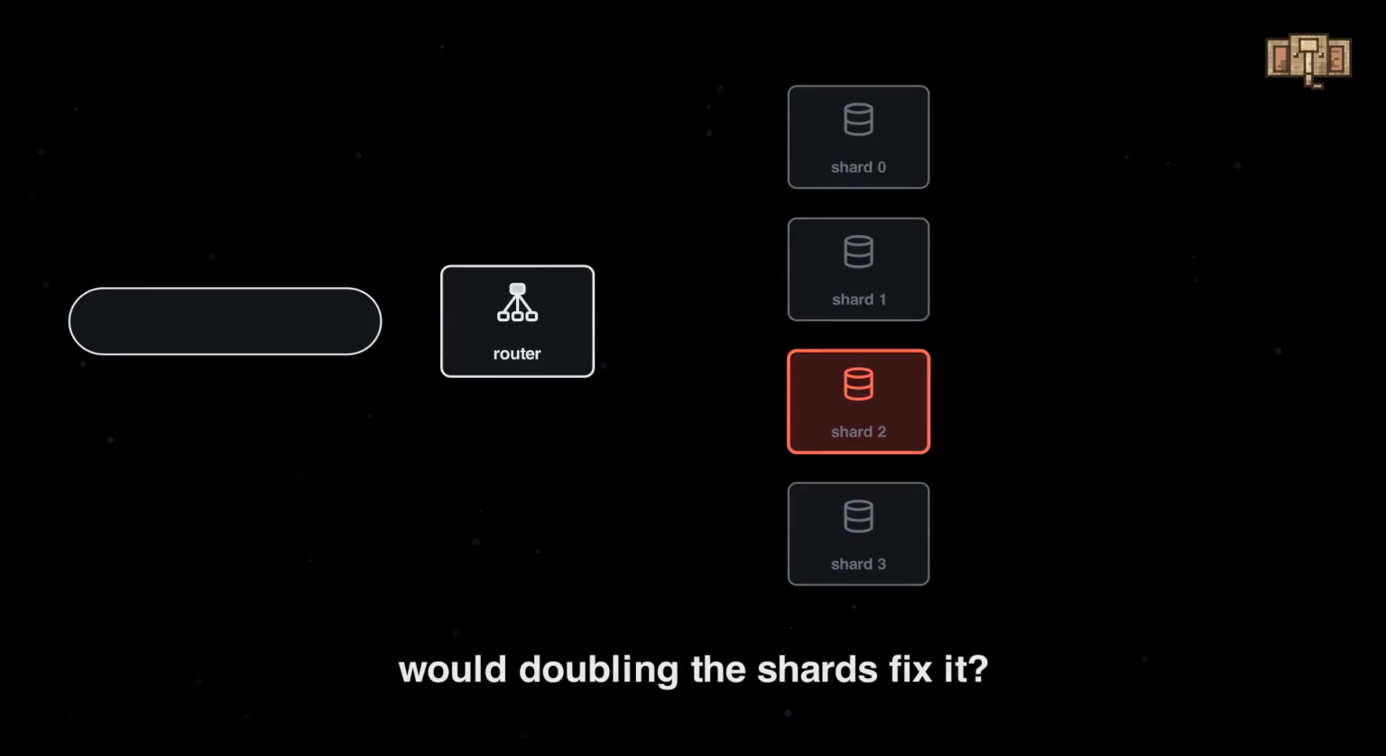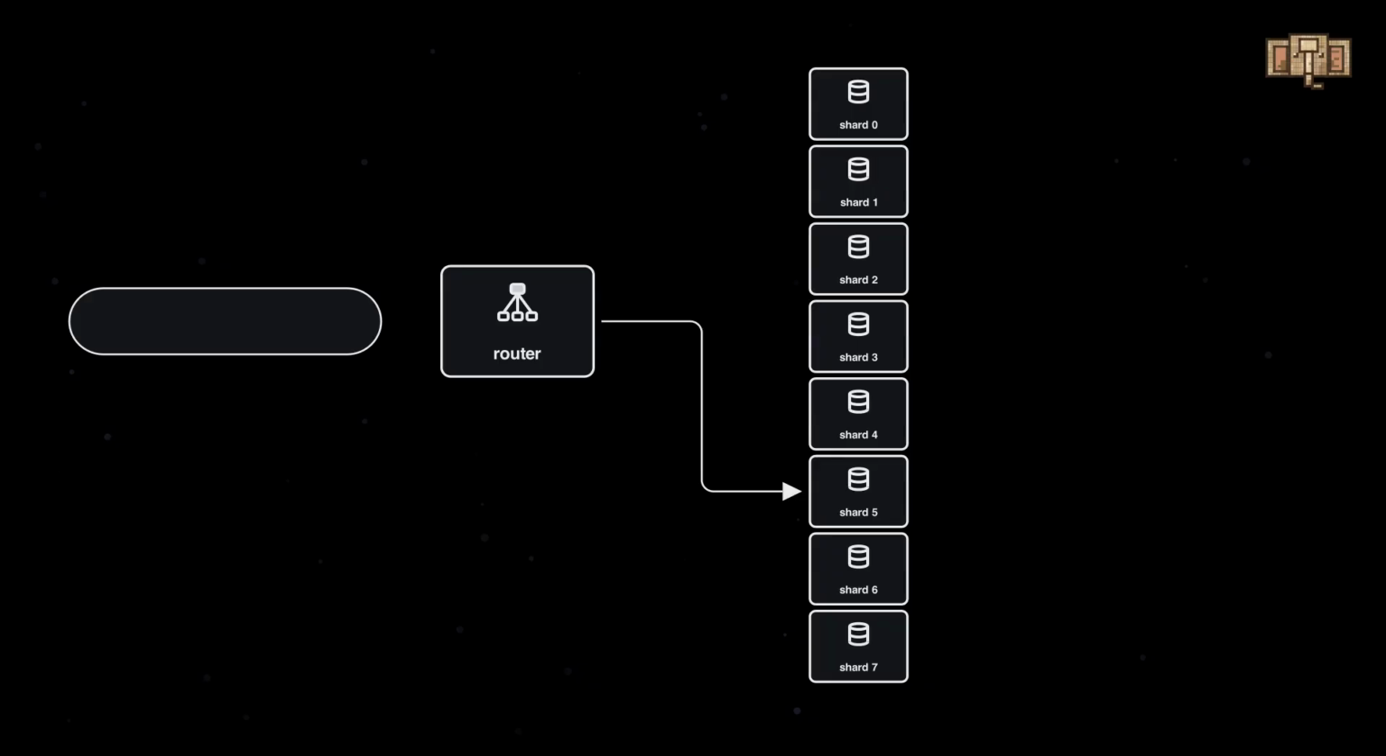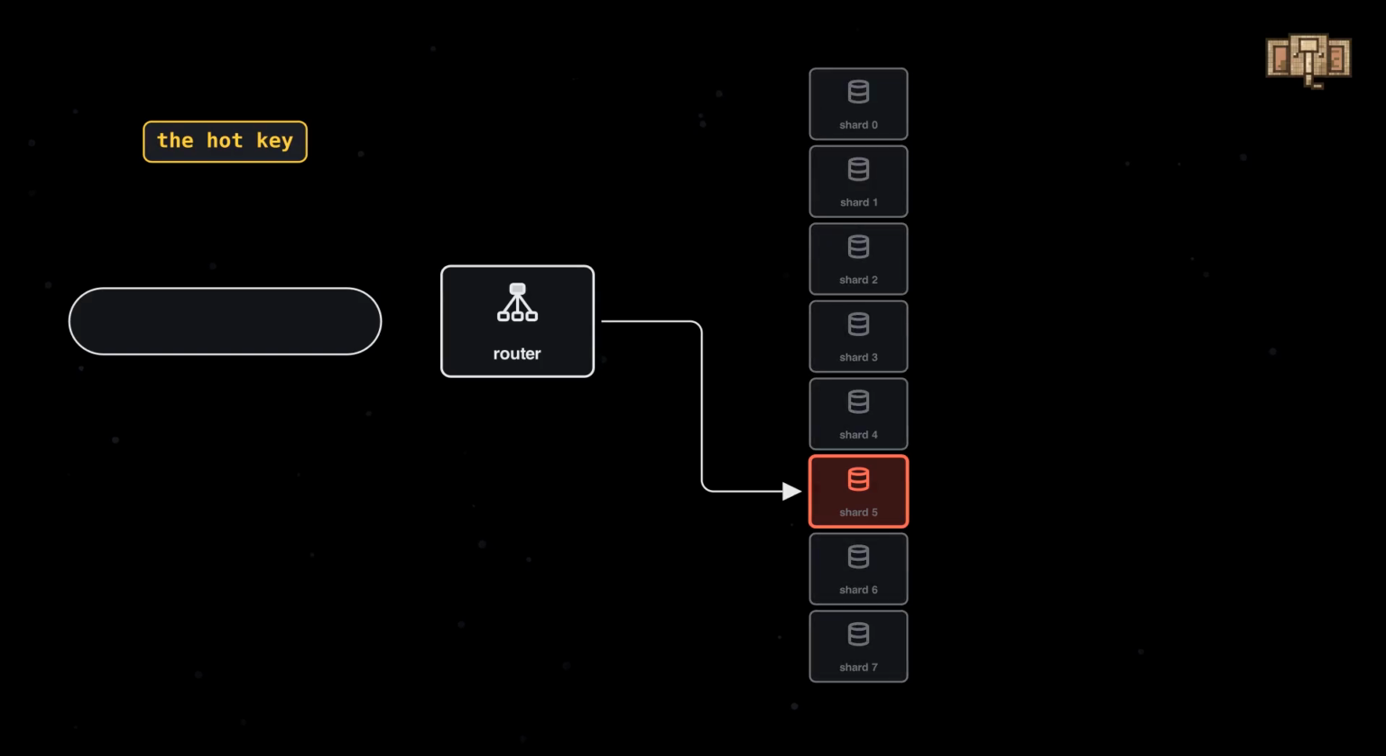Before I show you the fix, test yourself, because interviewers love this one. Would doubling the shard count fix it? Think about what the routing rule does with that one hot key. Take a second. Okay, here is the answer. We rehash across 8 shards instead of 4, and the hot key still maps to exactly one of them. The other shards just gained more idle company. Adding shards spreads keys. It does not split the heat inside a single key. To fix this, we have to change the rule for that one key. And that is a ladder with 4 rungs, cheapest first.